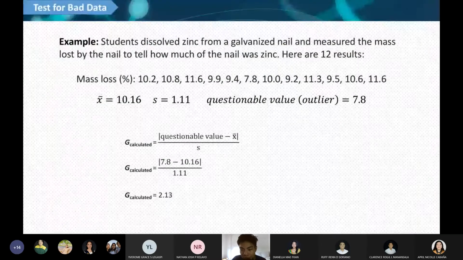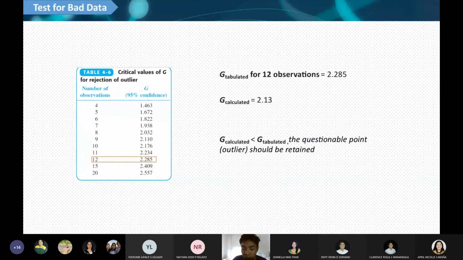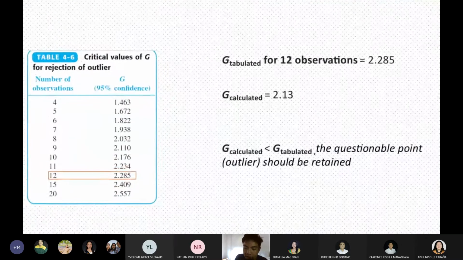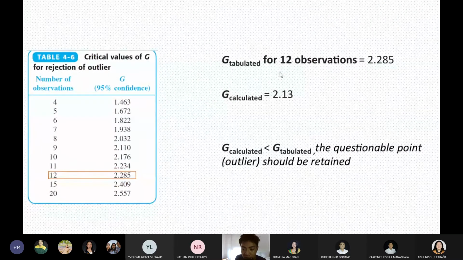After solving for the G value, we compare it with the table for 12 observations. So according to table, the acceptable G value is 2.285. So that means anything lower than that is okay. For our case, G calculated is lower than the G tabulated. So that means 7.8 is not an outlier and it should be retained. Pag lumagpas dito sa 2.285, outlier na yon, and you should remove that data point, okay? So that bababa yung standard deviation mo, okay? So ganun lang.